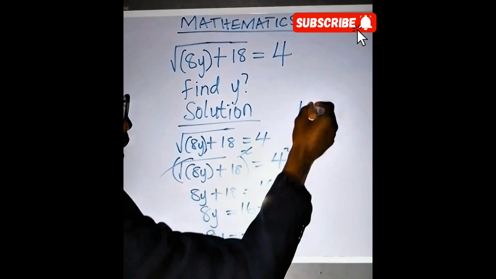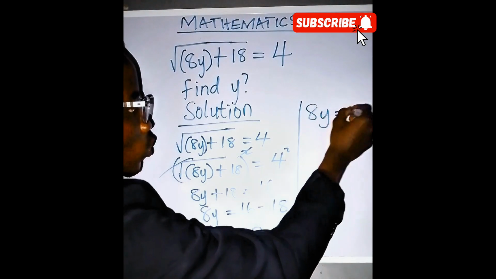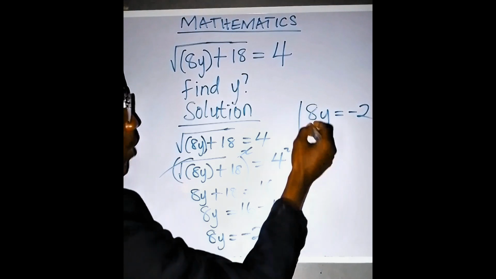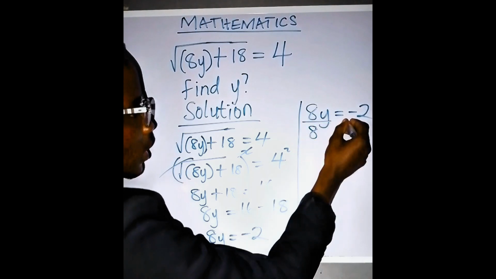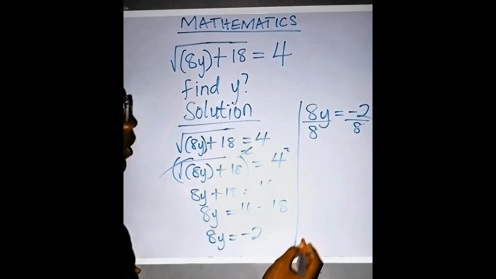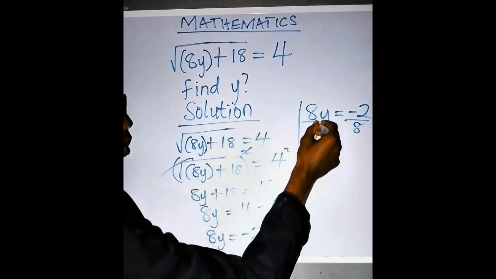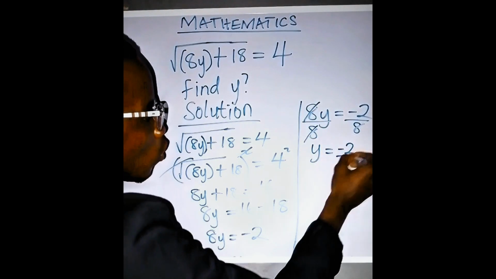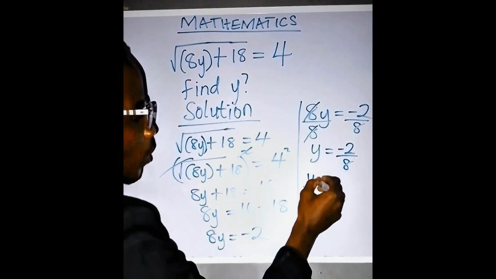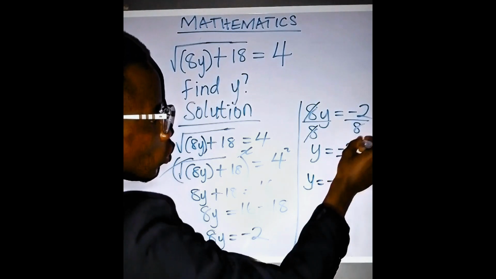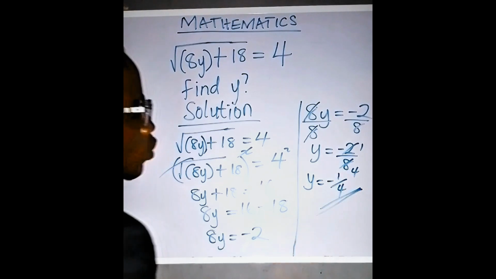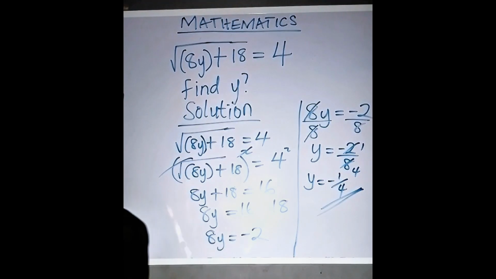Let me continue from this part. So I'm left with 8y equals minus 2. To get my value of y from here, I'm dividing both sides by 8. So this part divided by 8 and also this part divided by 8. So from here, my final answer is: 8 cancels 8, so y is equal to minus 2 over 8, which broken down is minus 1 over 4, since 2 divided by 2 is 1 and 8 divided by 2 is 4. So my value of y is minus 1 over 4.